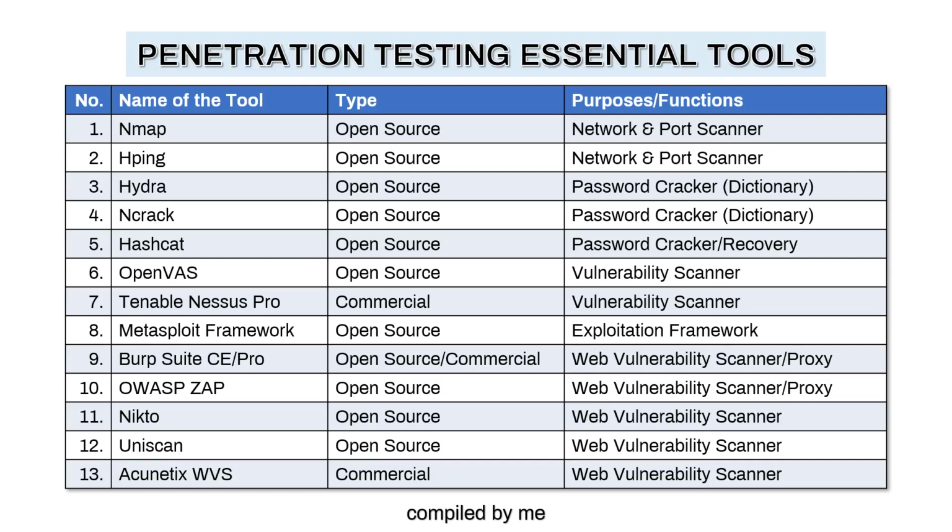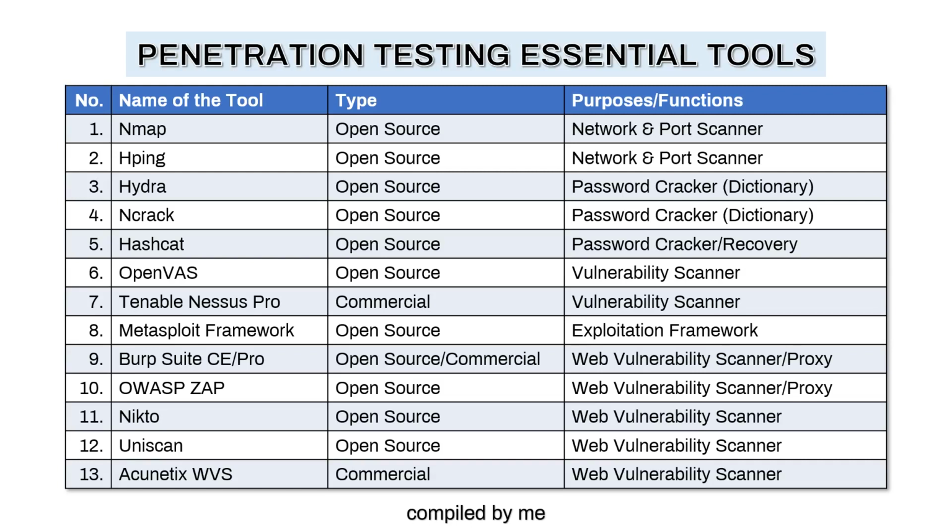Latest version is HPing 3, and then we have Hydra, NCrack, Hashcat. These three are for password cracking or password crackers. They are password cracker or recovery, mostly dictionary. And we have the OpenVAS, Tenable Nessus Pro for the vulnerability scanning. So they are vulnerability scanners.